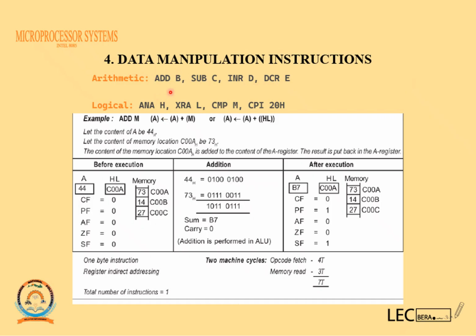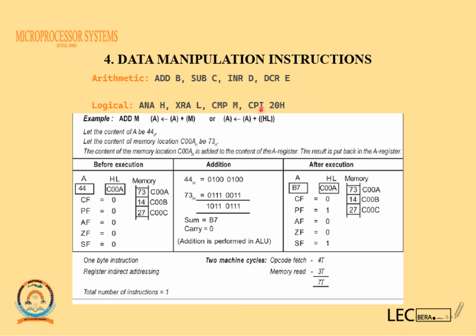They are categorized into two. We have arithmetic instructions, and then we have logical instructions. For example, we have ADD B, SUB C, INR D, DCR E. So you know the work of incrementing and decrementing. Incrementing means that the data inside D can be incremented by 1. And decrementing E means that the data found in register E can be reduced by 1. We can subtract what is inside register C from the accumulator. We can add what is inside register B to the accumulator.